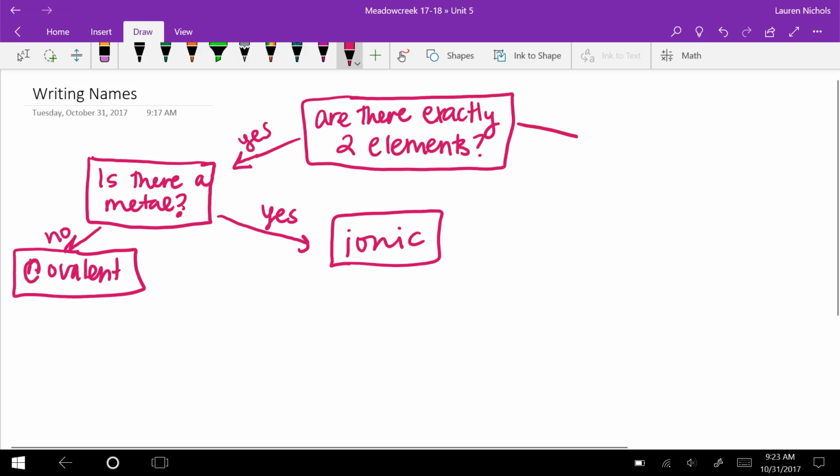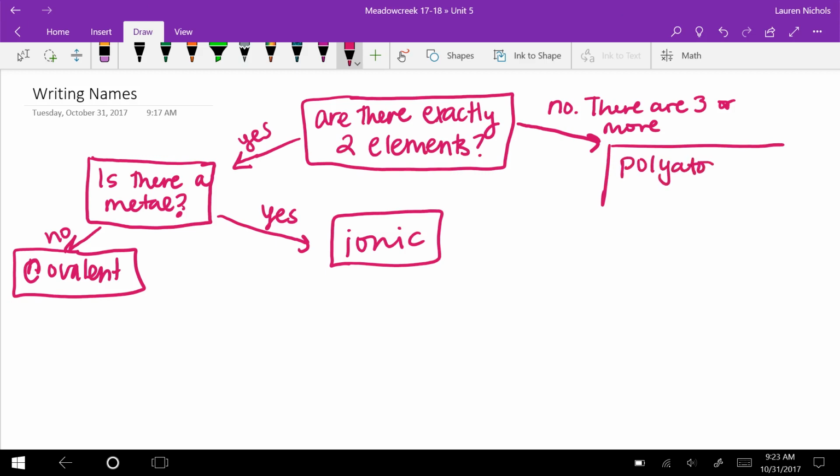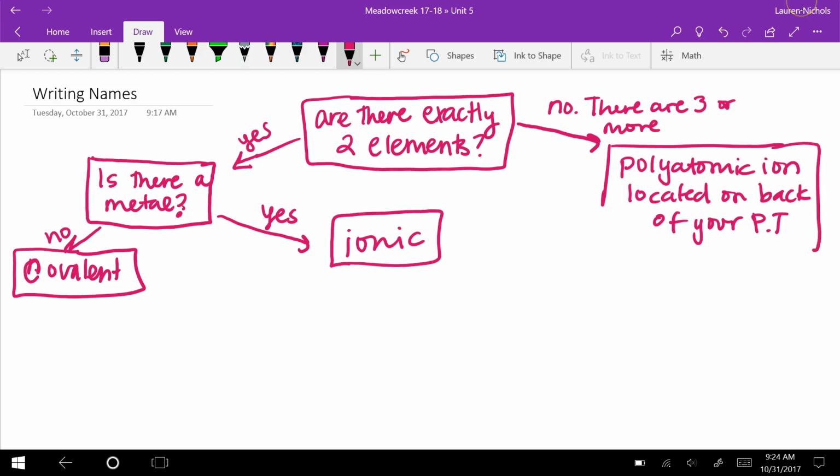If the answer to our original question, are there exactly 2 elements, is no, there are 3 or more, then that means you have a polyatomic ion, located on the back of your periodic table. So we're going to have to look at that there. And if we have a polyatomic ion, that also makes it ionic.